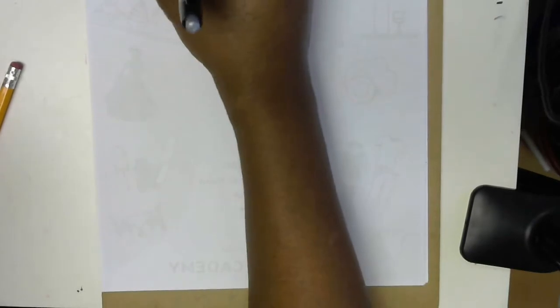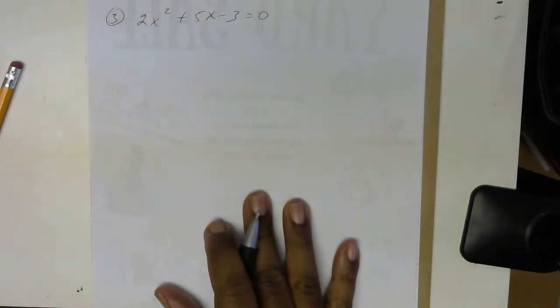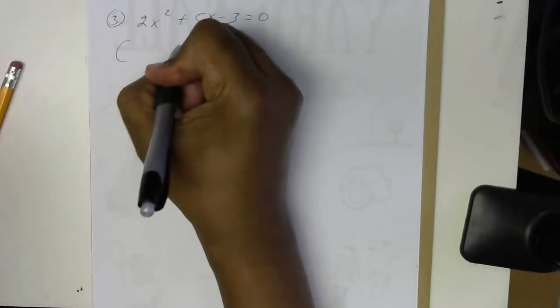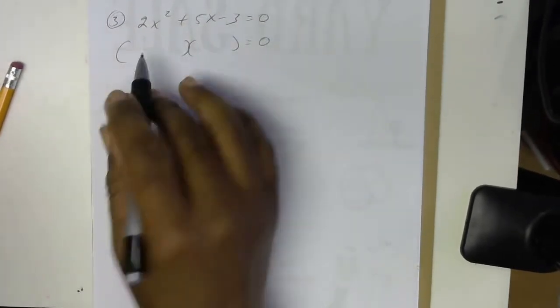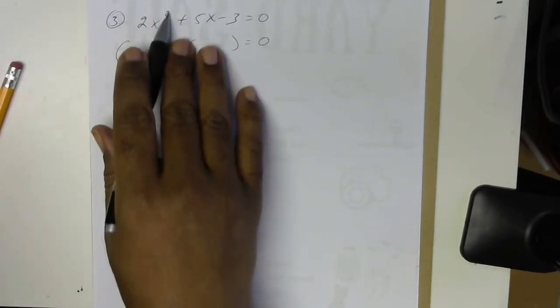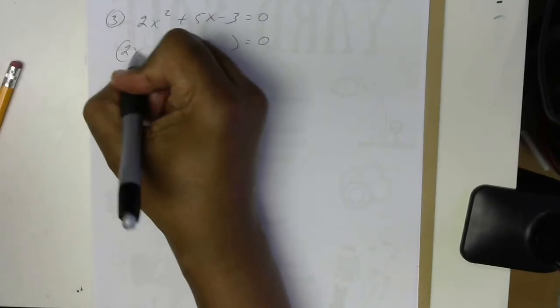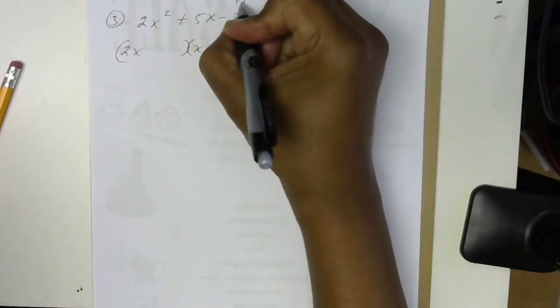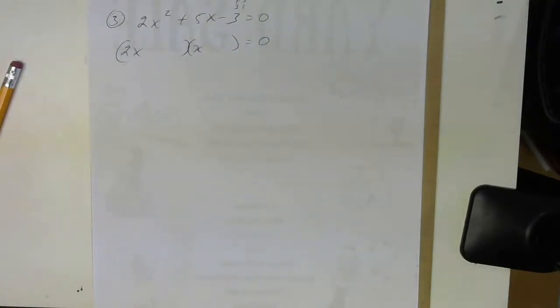Okay, let's look at the next one. The next one's number 3. And we have 2x squared plus 5x minus 3, and that equals 0. Okay. 2x squared plus 5x minus 3 equals 0. Well, we'll start off with making our parentheses here, our 2 binomials, and start off with 2x squared. That used to be 2x times an x. Okay. The 3 here was either 1 times 3 or 3 times 1. I just don't know which one it is. So let's try 1 times 3 and start with that.